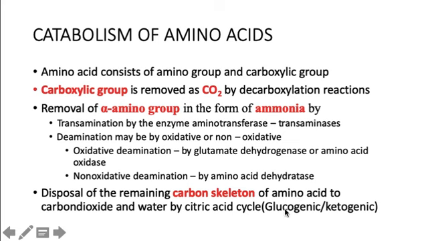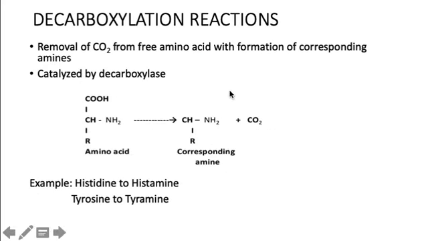So now we'll go on to the first reaction, that is the decarboxylation reaction. That is nothing but the removal of carbon dioxide from the free amino acid with the formation of the corresponding amines. So the amino acid, in the presence of decarboxylase enzyme, gets converted to the corresponding amine and carbon dioxide is given out. The best example for this is histidine gets converted to histamine, tyrosine gets converted to tyramine.